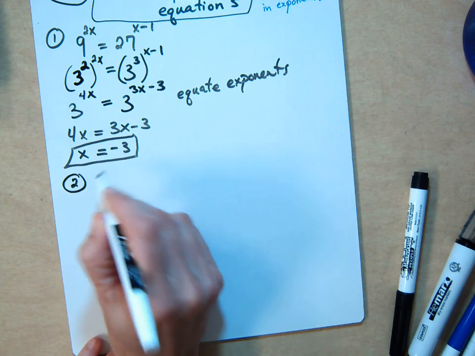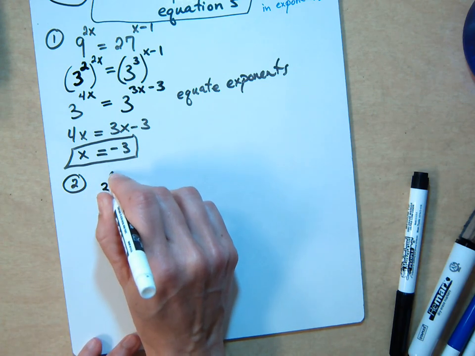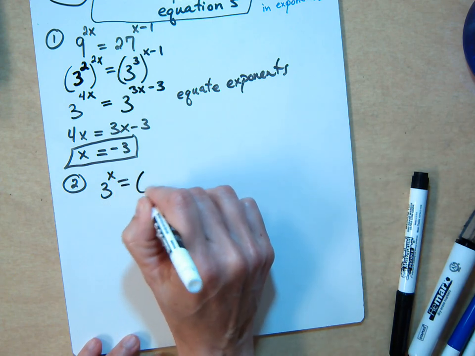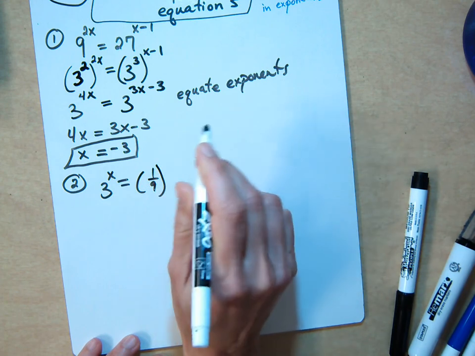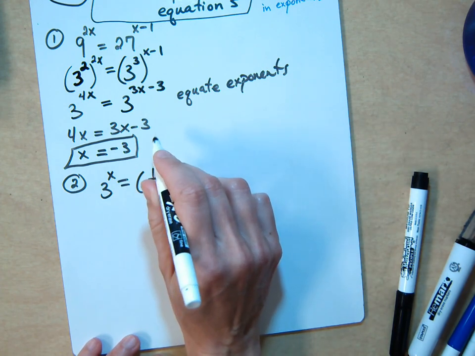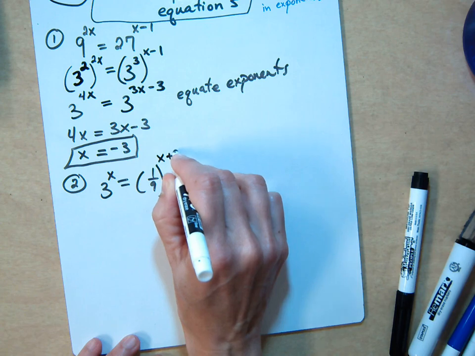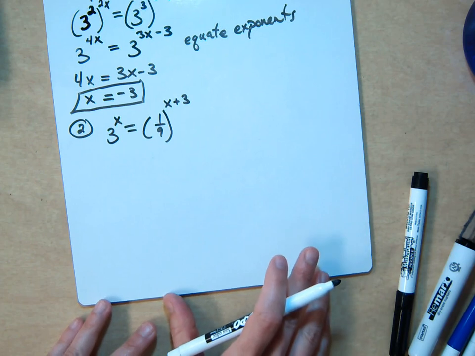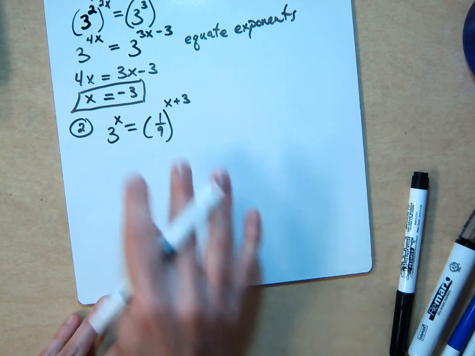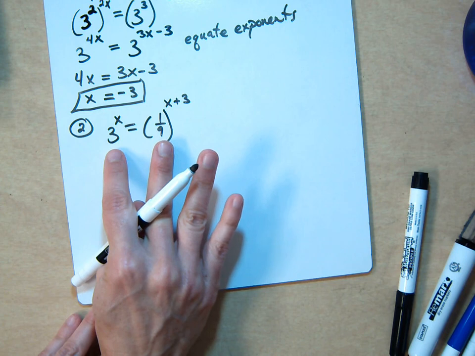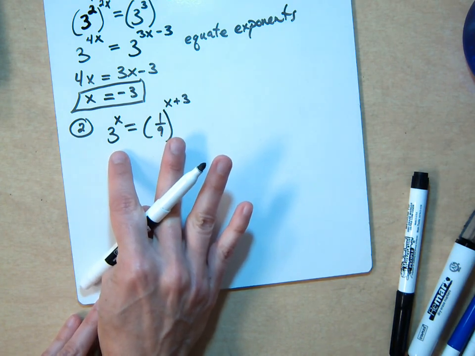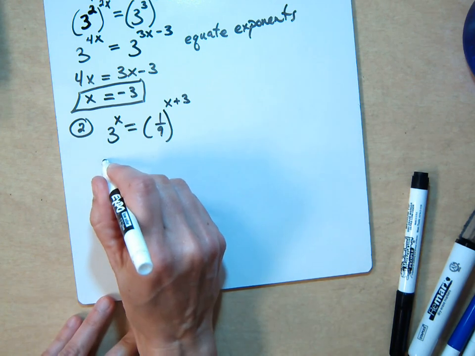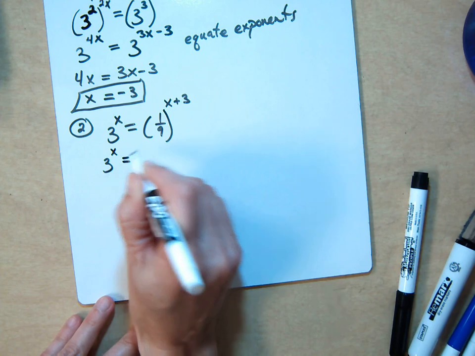Let's do another example. One last example. 3 to the x power equals 1/9 raised to the x plus 3 power. Okay, so this is the last example of this type. So again, the 3 and the 1/9, even though it doesn't look like it right away, can be written in the same base of 3. So this stays the same, 3 to the x.